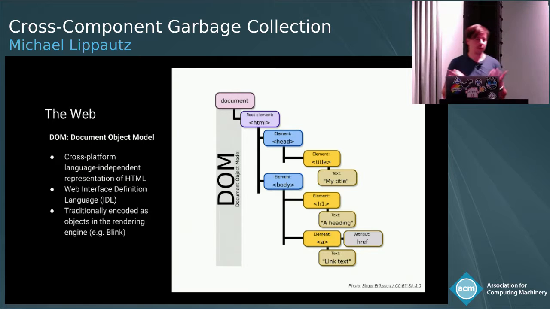So the document object model is essentially a cross-platform, language independent representation of HTML. It's well specified, and it's usually encoded by browsers in an object graph in the renderer. In our case, for Chrome, this means it's encoded as objects in Blink.